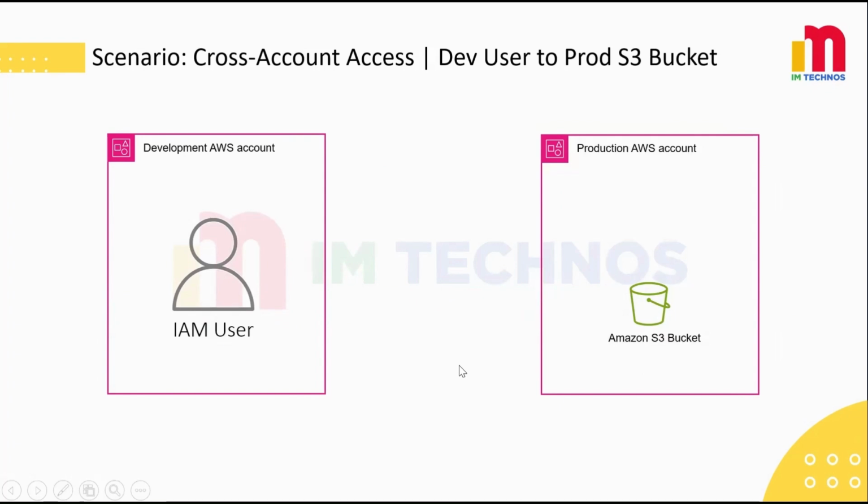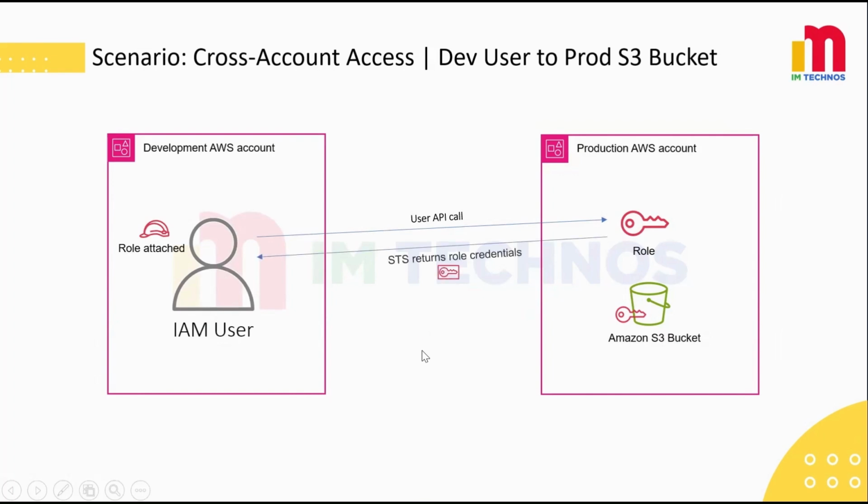You don't have to create individual IAM users in each account, and users don't have to sign out of one account and sign into another just to access resources in a different AWS account. Instead, you can create an IAM role in the production account that grants access to the S3 bucket and then allow users in the development account to assume that role. So that whenever a user makes a request, AWS internally makes an API call to the IAM role, which returns temporary credentials. Using these credentials, the user can then access the Amazon S3 bucket.